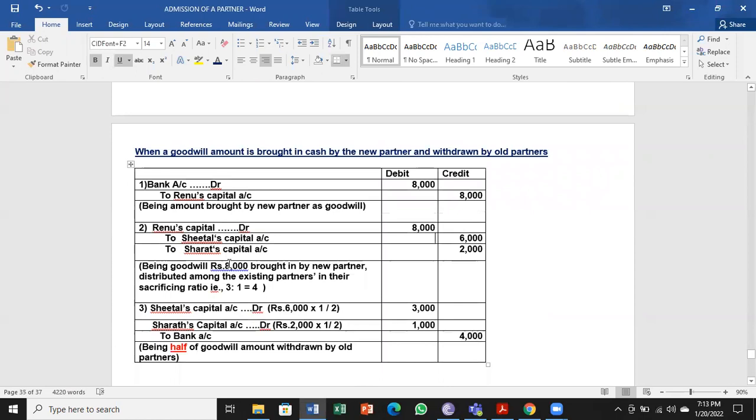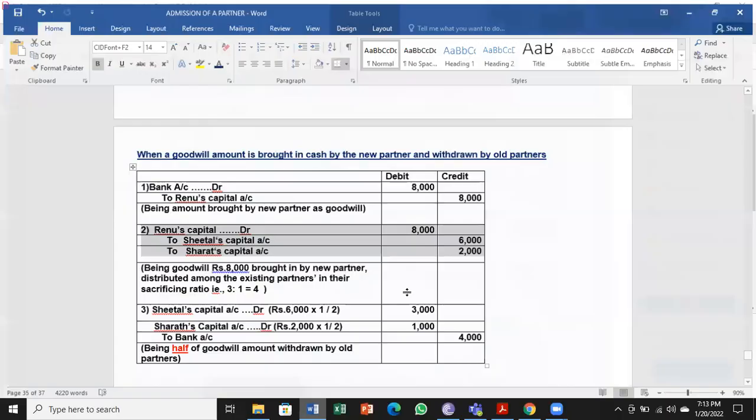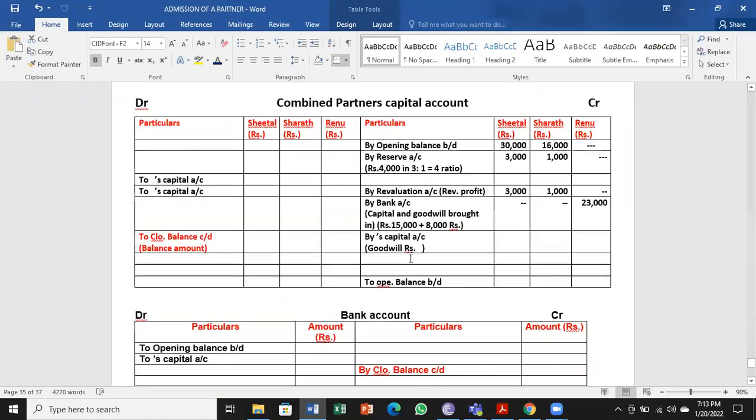The next is the one very important, the adjustment 2 or entry number 2. This will come for all goodwill situations. This has to come on credit side as well as debit side of capitals. Very, very important. So first I'll go for credit by Renu's capital account, goodwill of rupees 8,000 to be divided in 3:1. That is the sacrifice ratio.